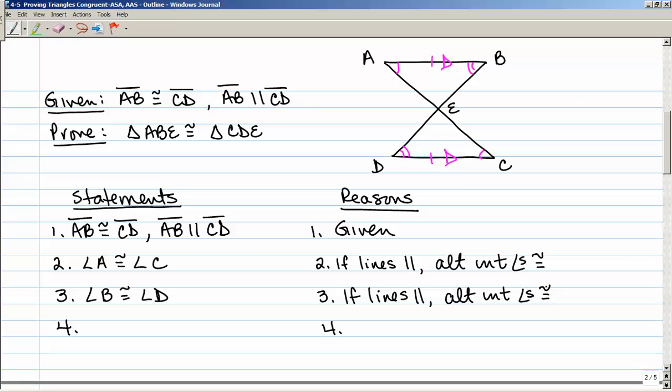And let's take a look at the picture now. So I have angle A is congruent to C, and B is congruent to D, and it was given that AB is congruent to CD. So I think what I have here is an angle, side, angle. So now I can say that the two triangles are congruent. Triangle ABE is congruent to triangle CDE by angle, side, angle.